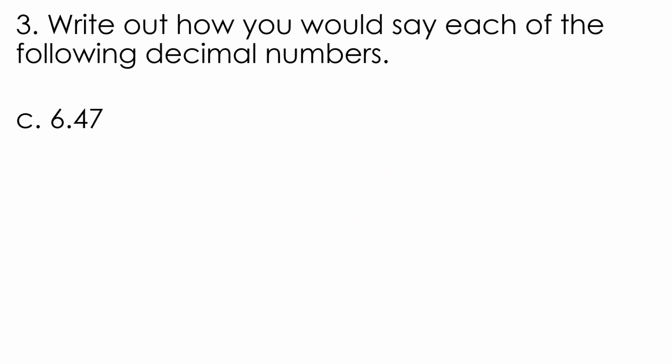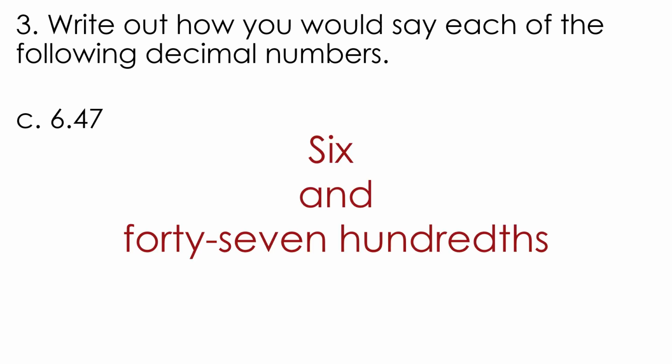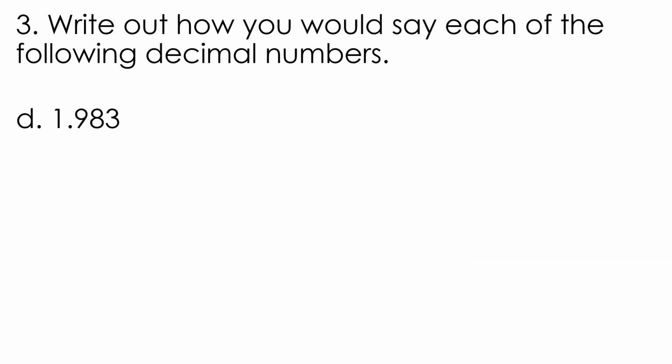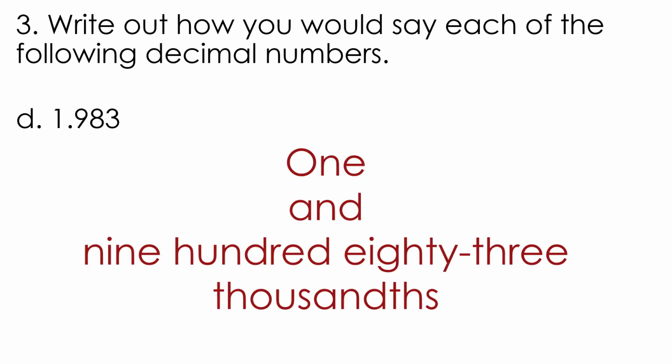All right, next we have 6.47. If we were correctly pronouncing that, we would say 6 and 47 hundredths. 6 and 47 hundredths. All right, and then we have 1.983, which we would read as, or write out as 1 and 983 thousandths.